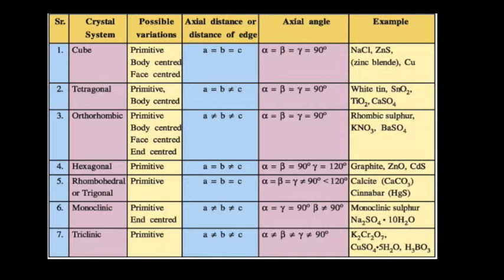Monoclinic, possible variation, primitive and centered. Axial distance, A is not equal to B is not equal to C. Axial angle, alpha is equal to gamma is equal to 90 degrees. Beta is not equal to 90 degrees. Example, calcite or CaCO3, cinnabar HgS.